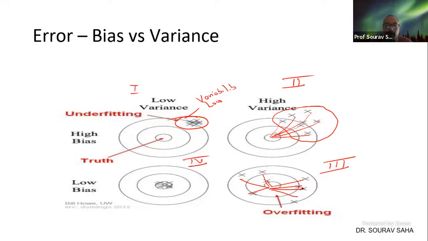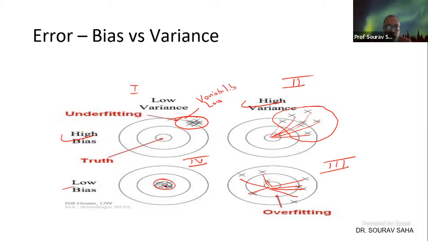So the C part is where the bias is low. In that way, it is good, right? It is not biased in a particular fashion, but the variance is high. So this one is high bias and high variance, and this is low bias and high variance. So this is the idealistic model where the bias is also low.